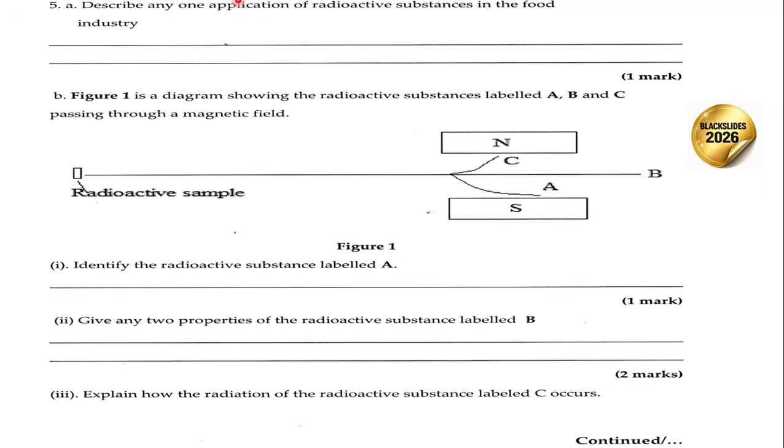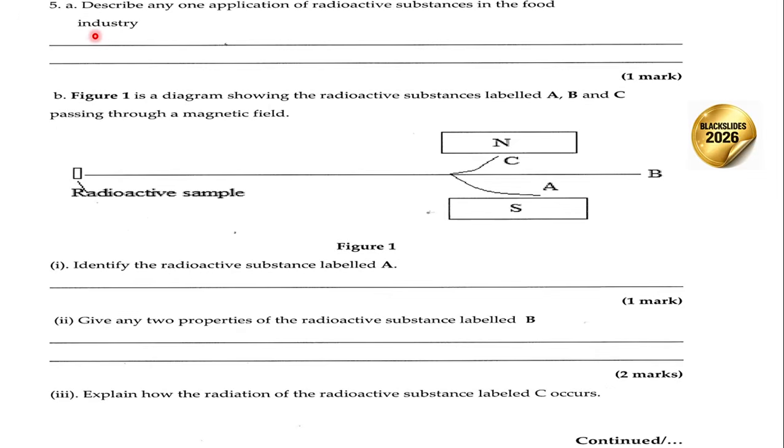Describe any one application of radioactive substances in the food industry. The food industry is the one that deals with food. So what is the use of radiation there? Nuclear radiation.